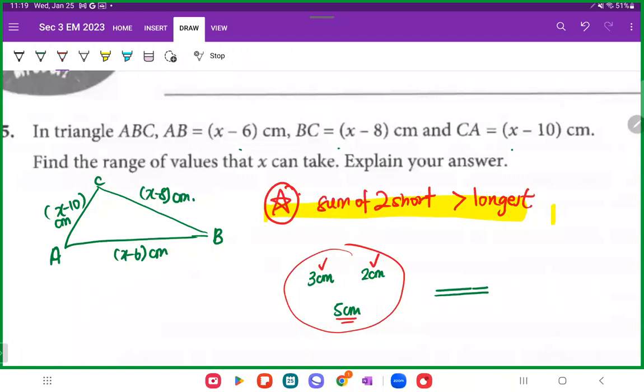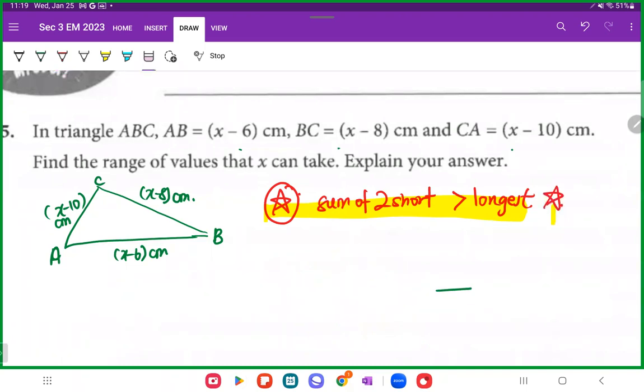Because if it is 3 cm and 2 cm, the bottom here, if it is 5 cm, you can only form 2 equal lengths of 3 and 2 and then a 5. So if you want the 5 cm to be the longest side of the triangle, then your 3 and 2 has to go on top. Can you see? Okay. So this one, you need to go and remember, okay, somehow.